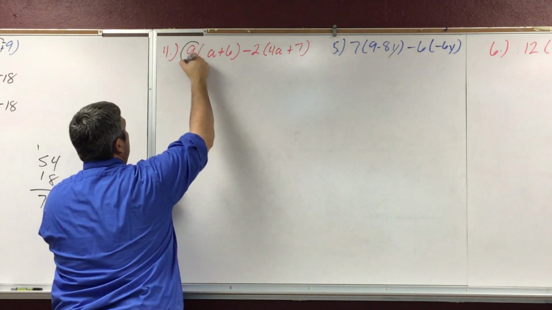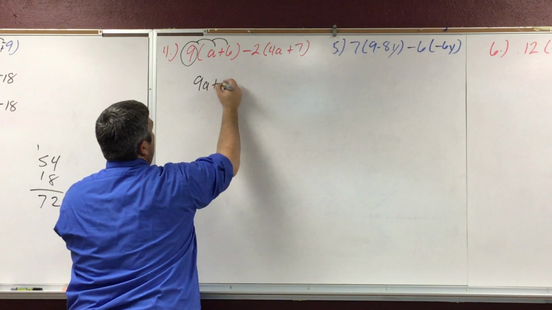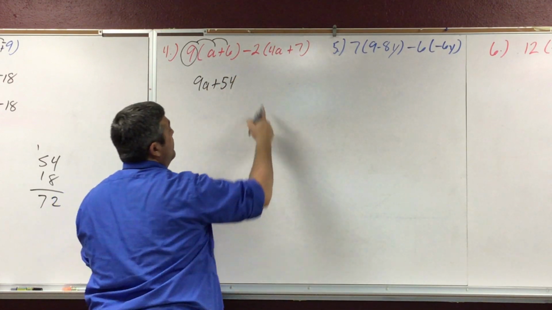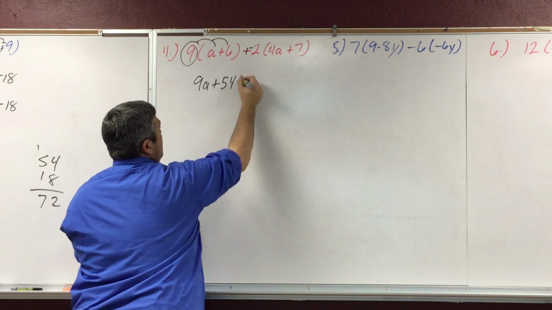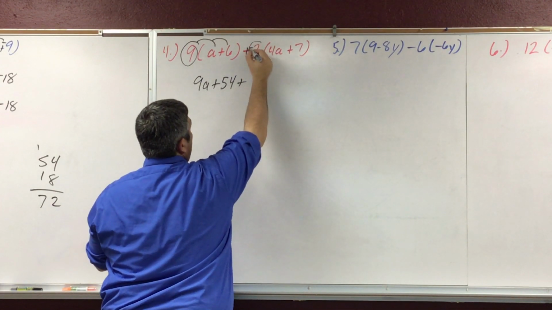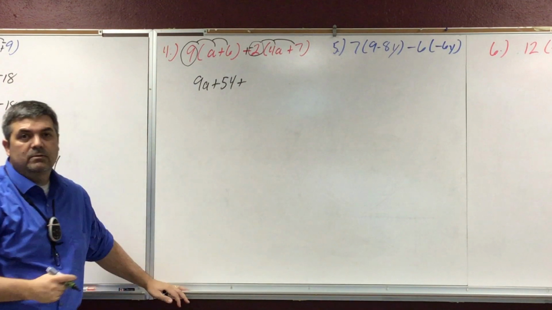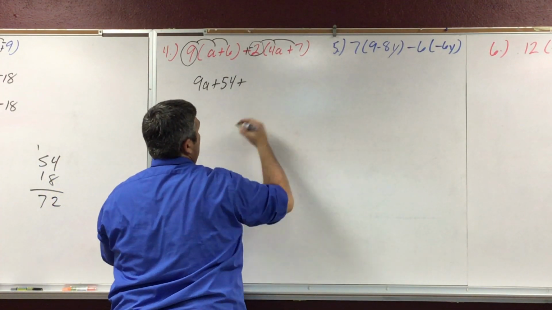So the 9 gets distributed here. 9a plus 54. Now look here, I have minus 2. I do click, click right there. Bring down that addition sign. And then I'm going to distribute the negative through. Okay? That's the difference between this problem and the others. Right? I'm going to distribute that negative 2 through.